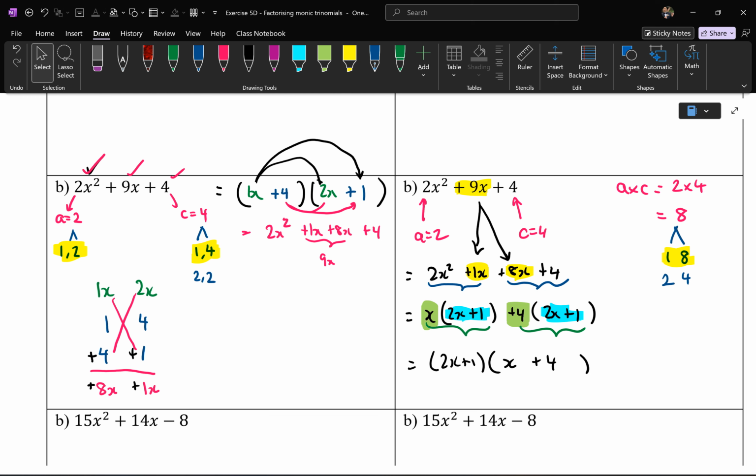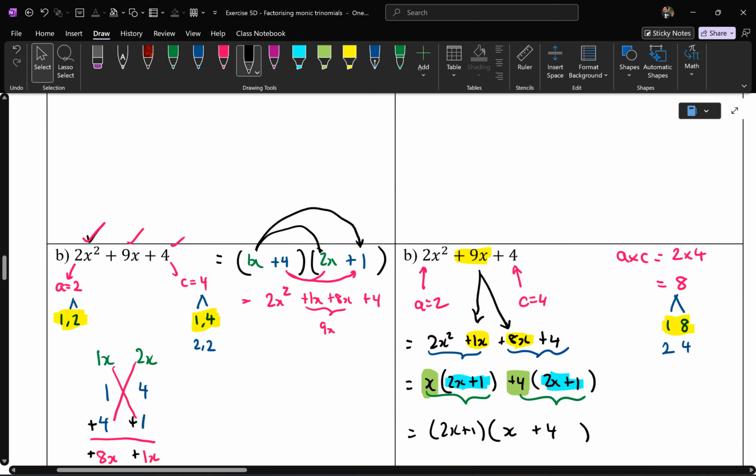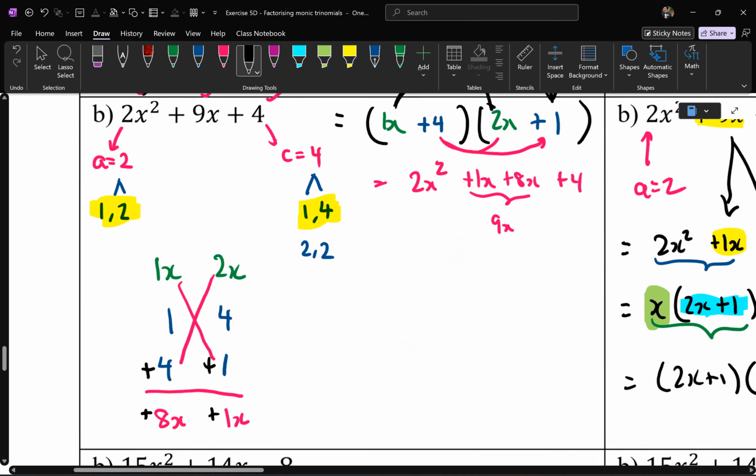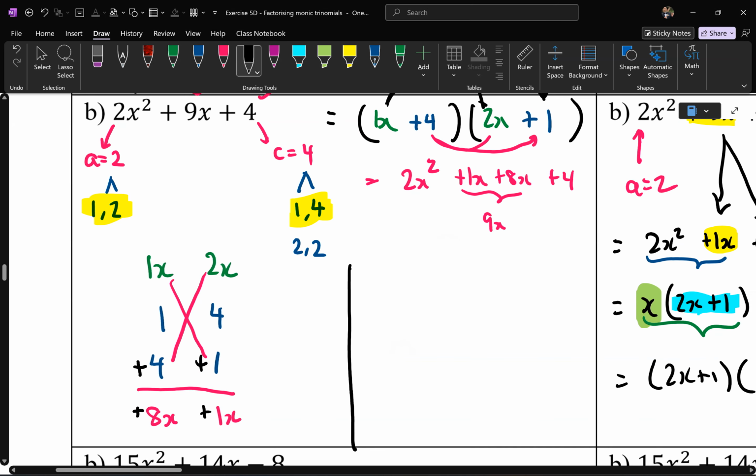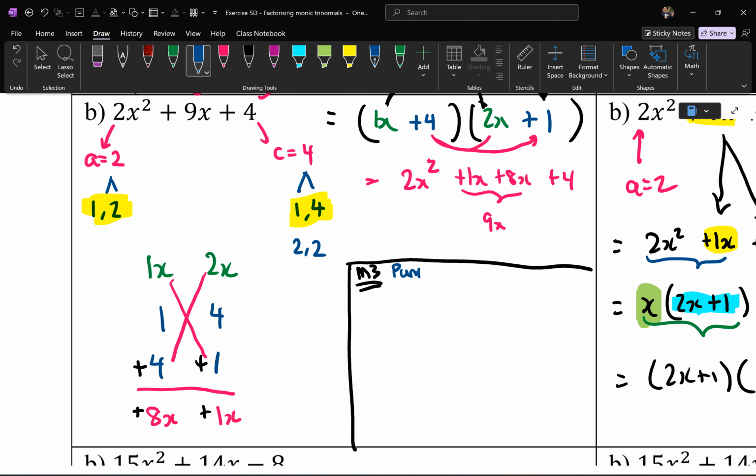Okay, I want to show you the third method so that you can try to do the cross method a bit easier, pictorially. Let's do this pictorially. I'm going to keep the exact same example. Here's the pictorial way, Method 3. They call it Punnett squares. If you want to search it up, it's called Punnett squares.